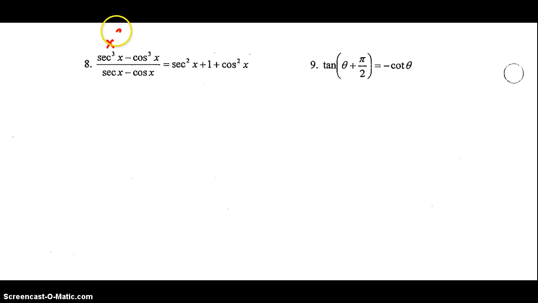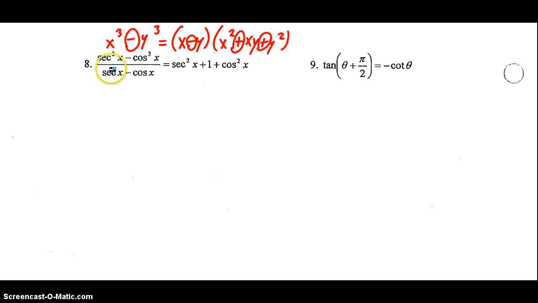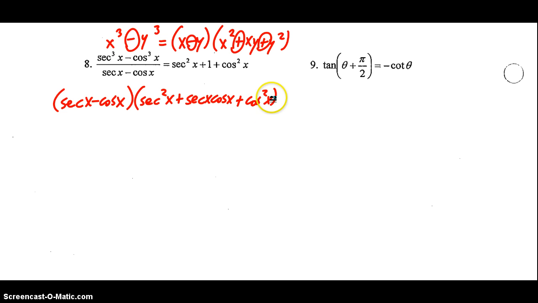I see this and I'm tempted to think about a difference of cubes, right? Which, if you remember, factors into x minus y, x squared plus xy plus y squared, right? You'll notice same sign in the middle, opposite sign, and then always positive. Let's do it with secant cubed and cosine cubed. So it now becomes secant x minus cosine x times secant squared x plus secant x cosine x plus cosine squared x, all over secant x minus cosine x.